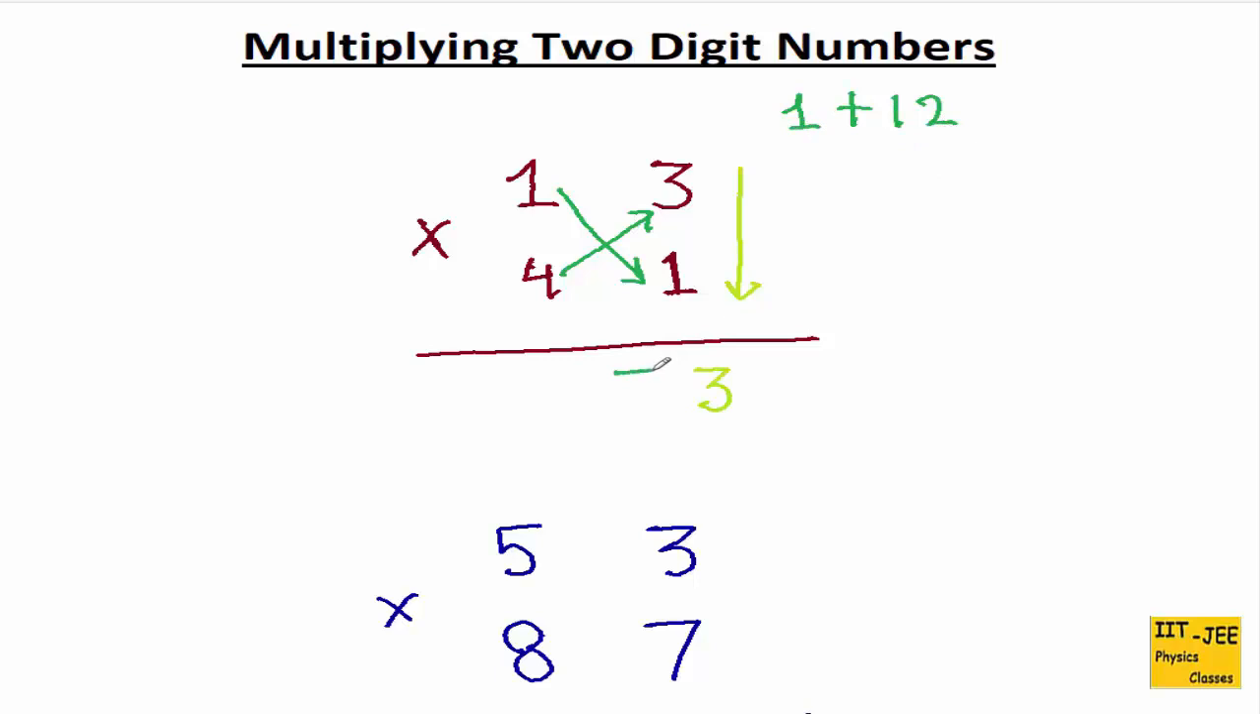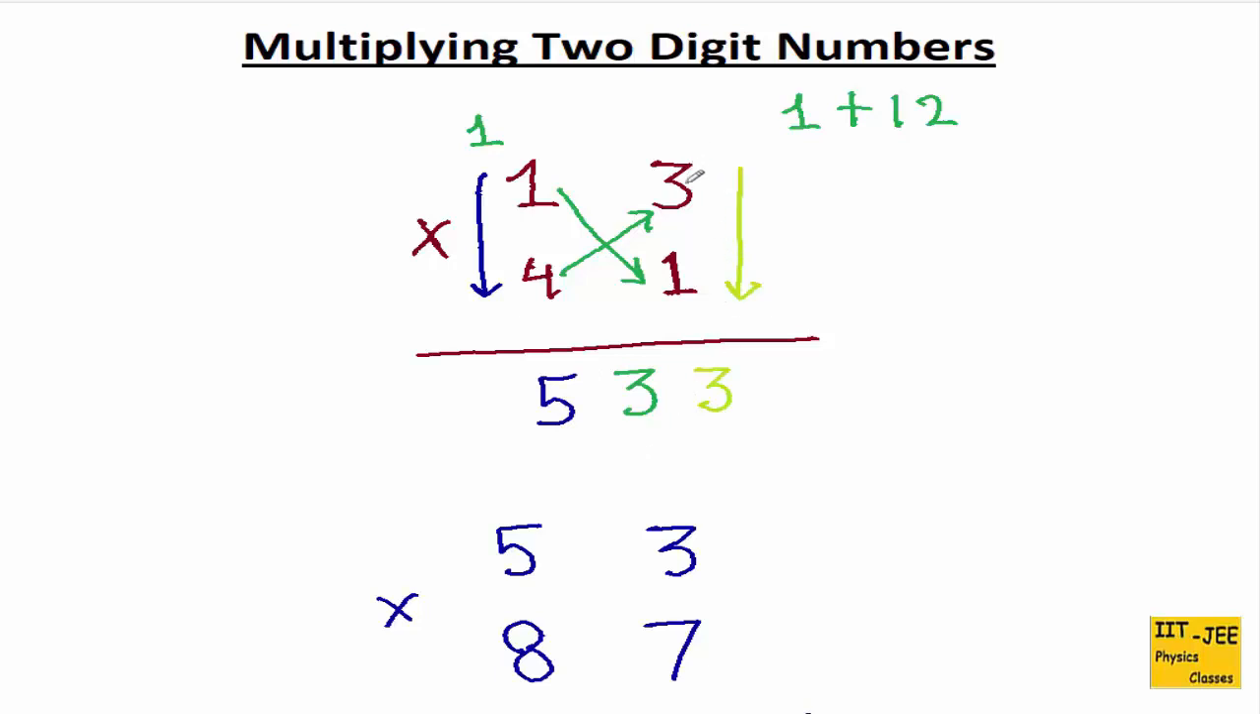So it is a two digit number. We will put 3 here and take 1 as carry. Now we will multiply the numbers at the tens place. So 4 times 1, and we have to add this carry, that makes 5. So 533 is the answer.